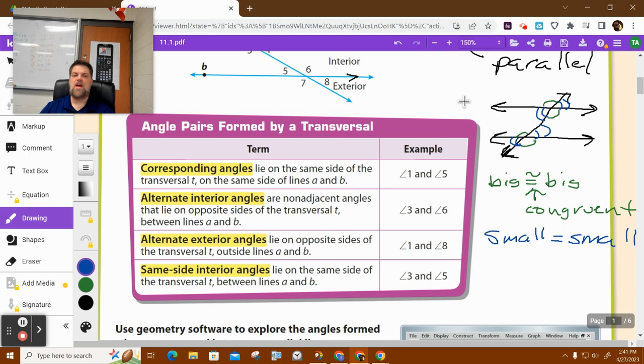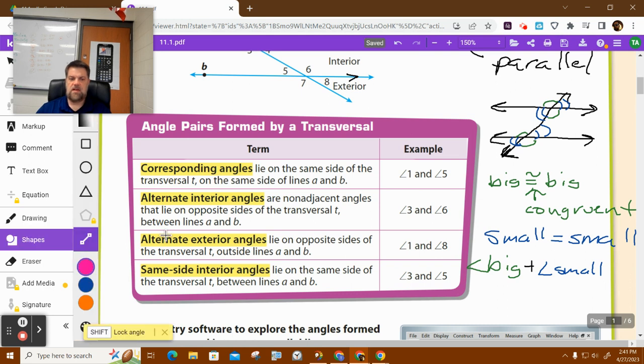If you look at it, wherever you see a big angle, on the other side of the transversal, there's a small angle. So, the angle that's big, plus the angle that's small, what does it make up, though, if you look at it carefully? Let's hone in on something here. Look at these two.